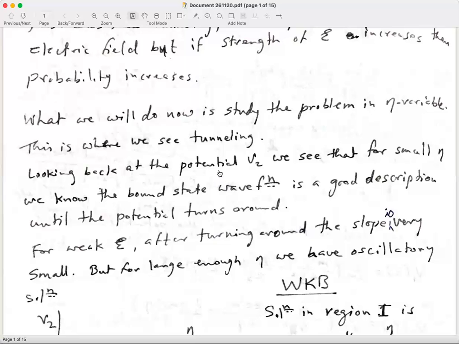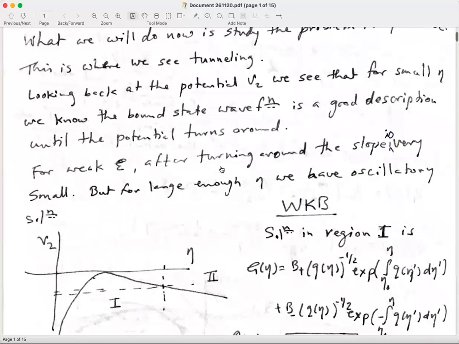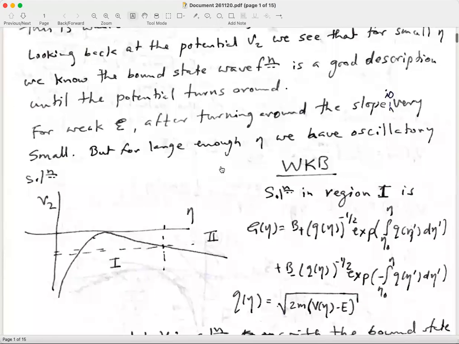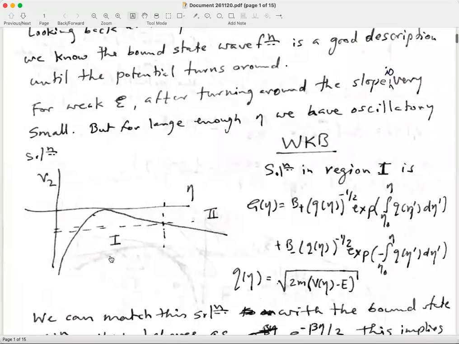Now, if you encounter a situation like this, a nice approach to the problem is to use the WKB method. In the WKB method, we will look at this potential, and we will call the classically disallowed region region 1 and the classically allowed region region 2.